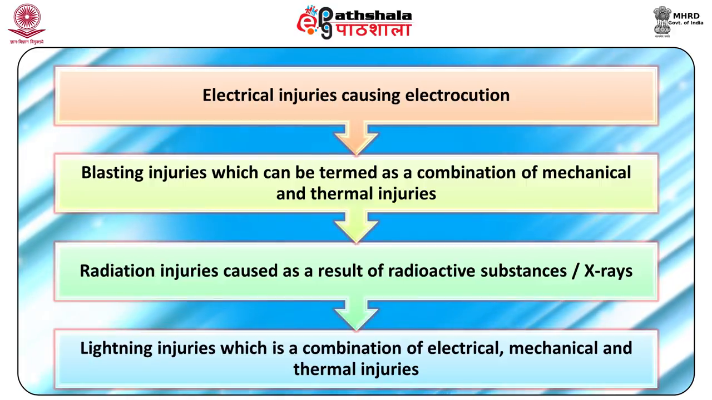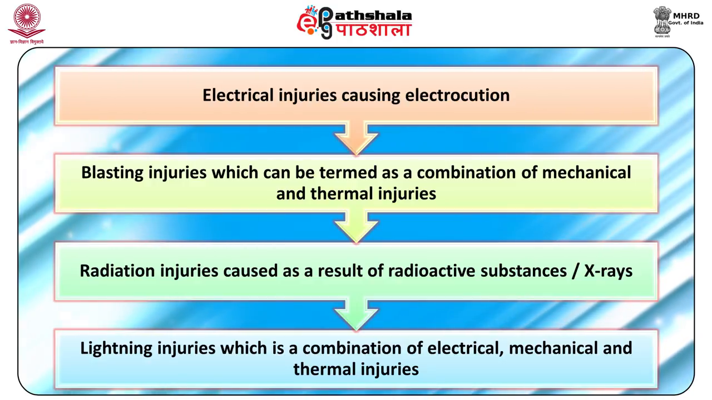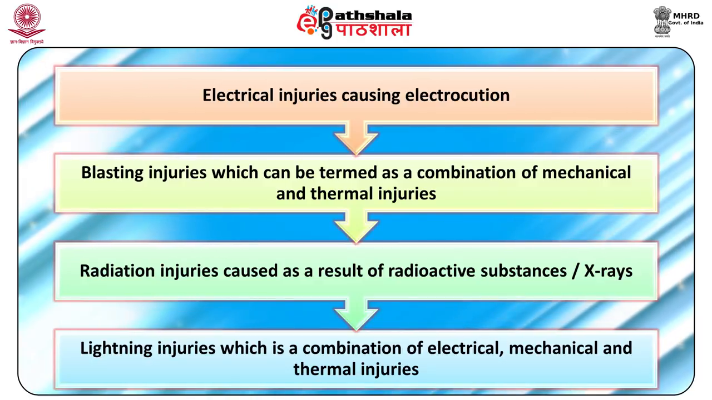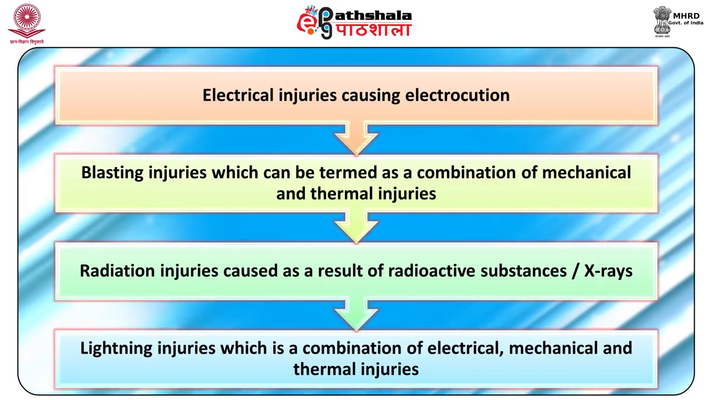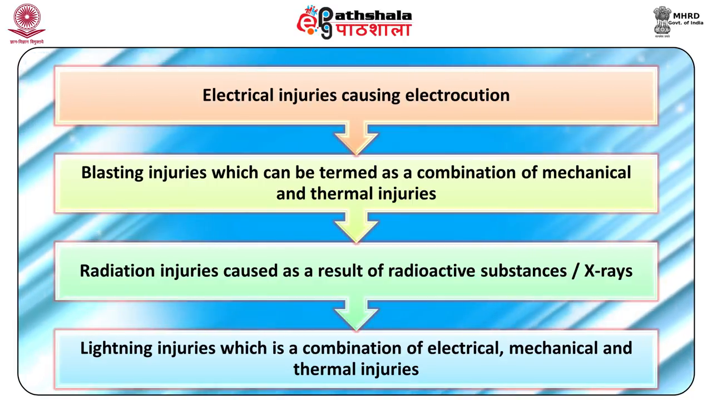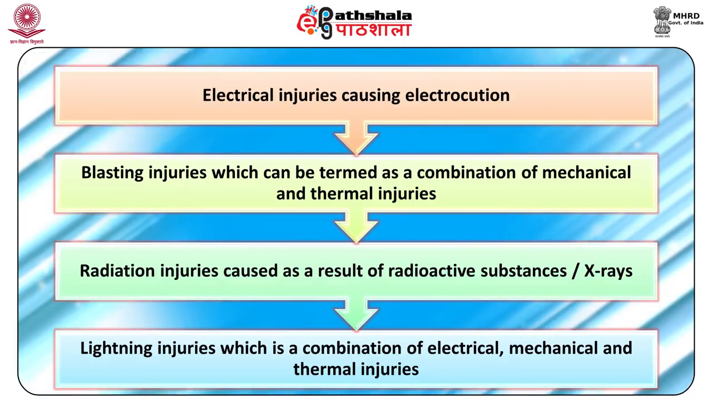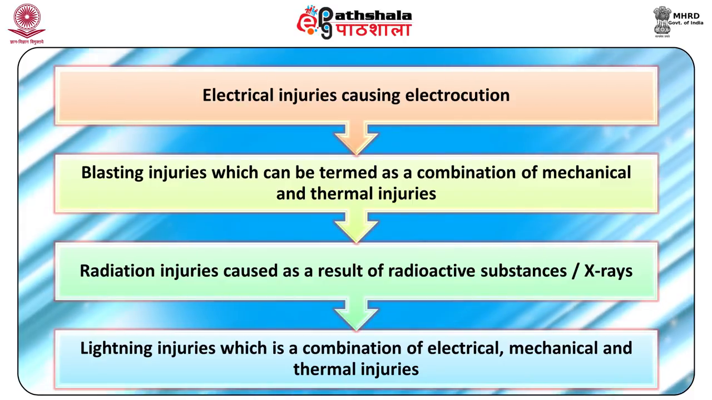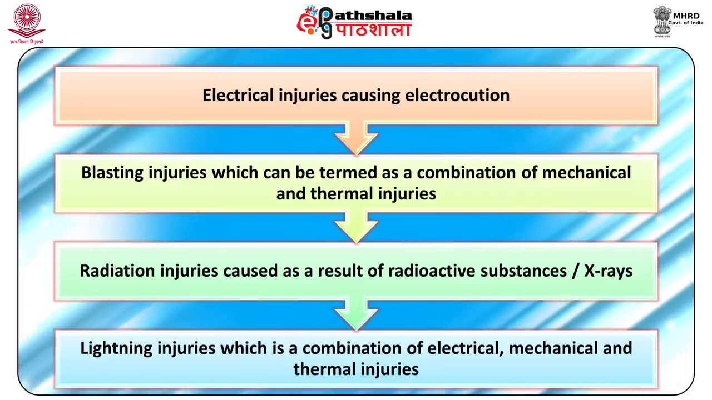Now, the fourth group can be the miscellaneous injuries, where many of the injuries are clubbed together, like electrical injuries causing electrocution. Then the blast injuries, which can be termed as a combination of mechanical and thermal injuries. Then radiation injuries, which are caused as a result of radioactive substances and X-rays. Then the lightning injuries, which are a combination of electrical, mechanical, as well as thermal injuries.